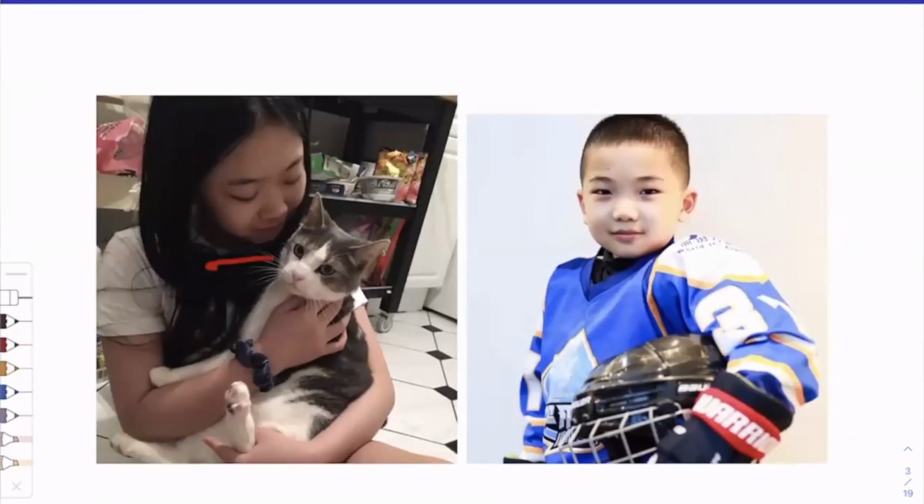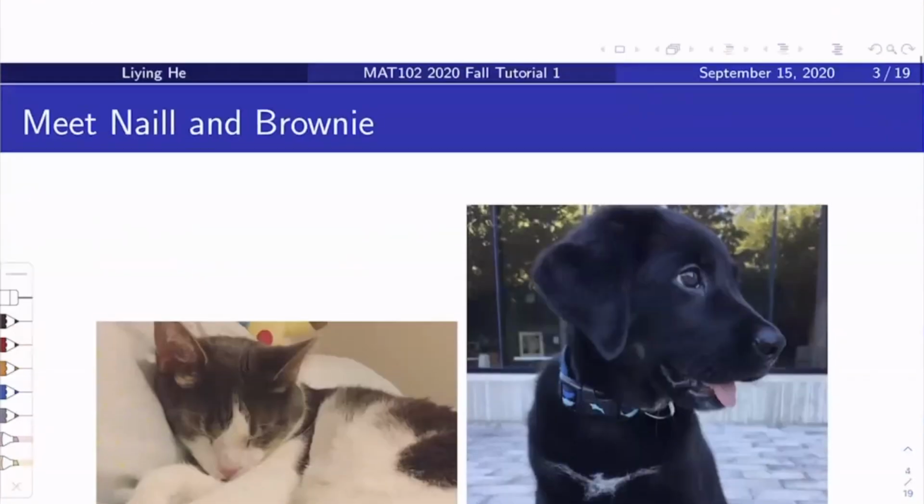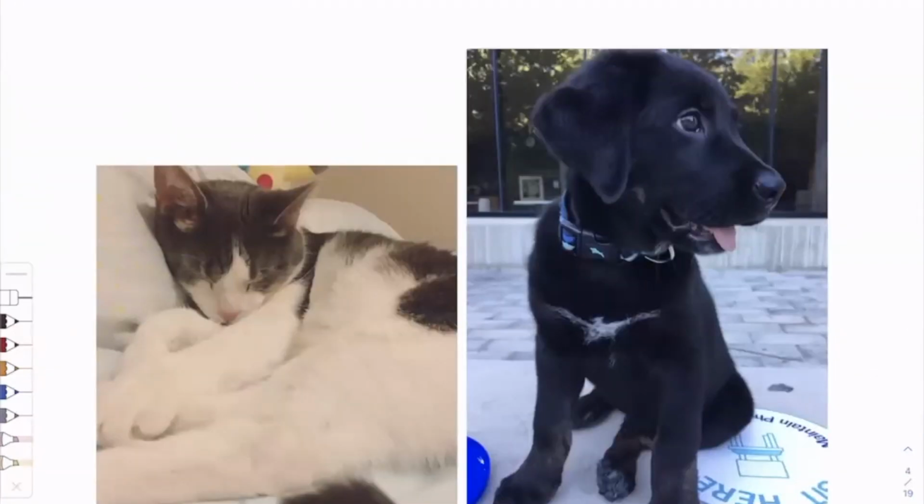Okay, and this is my sister. This is my cat. This is my brother. Oh, you're checking my YouTube channel? I failed that challenge. Anyway, this is my cat now, and this is my dog Brownie.